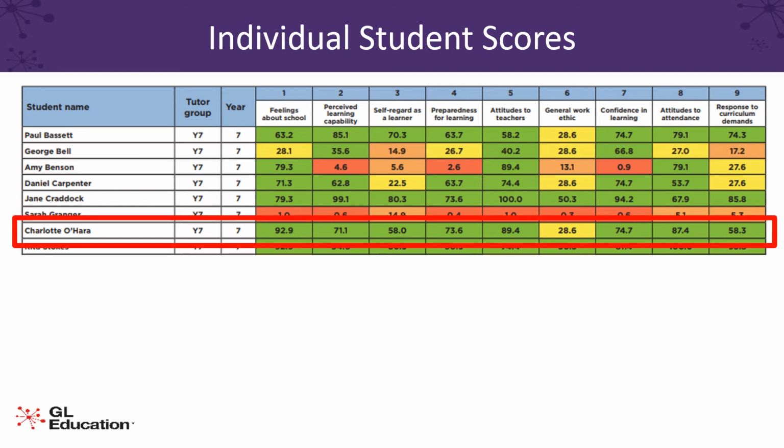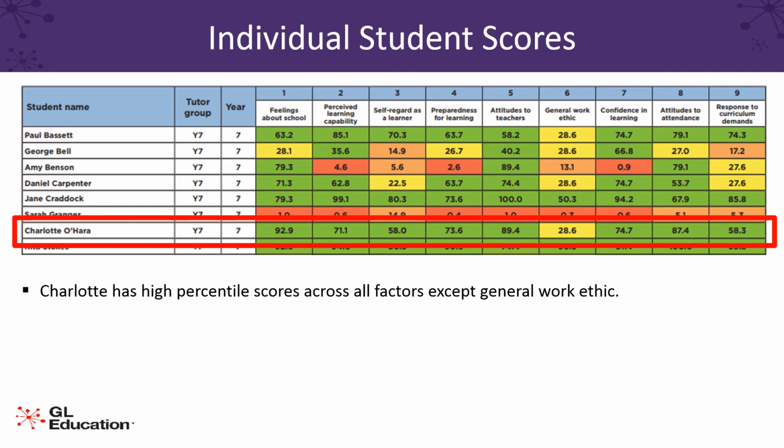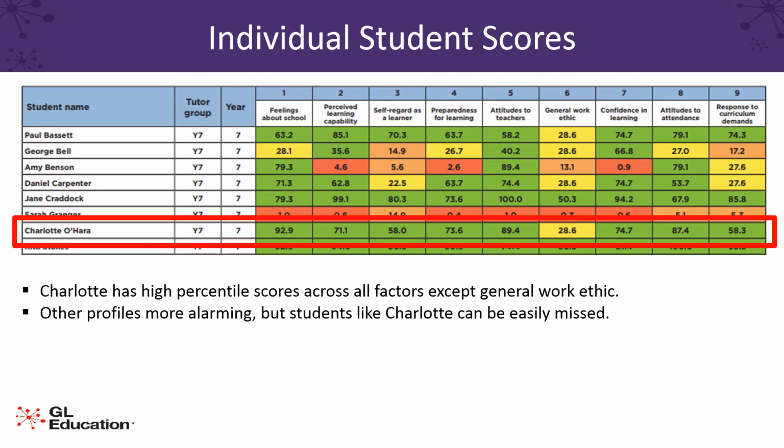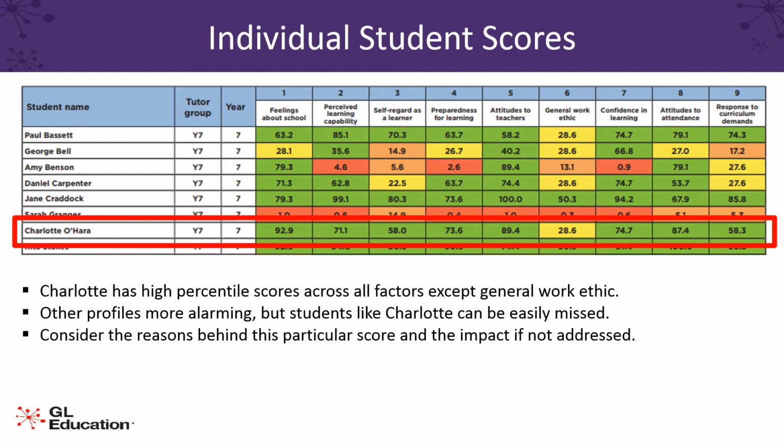Charlotte O'Hara is another student who may be overlooked without PASS. She has high scores across all of the factors except for general work ethic. Whilst other profiles may appear more alarming at first glance, students like Charlotte can be easily missed. Consider the reasons behind this particular score and the impact if this is not addressed. If these students are not quickly identified and appropriately supported, it could have further implications later on.